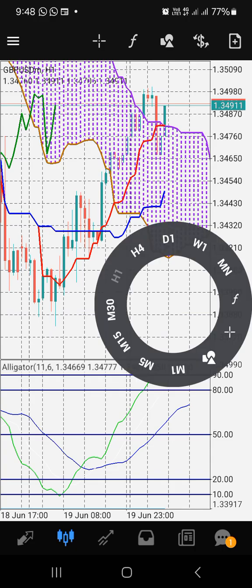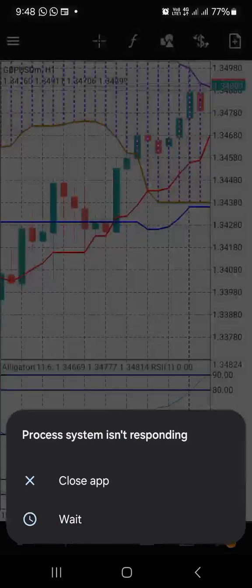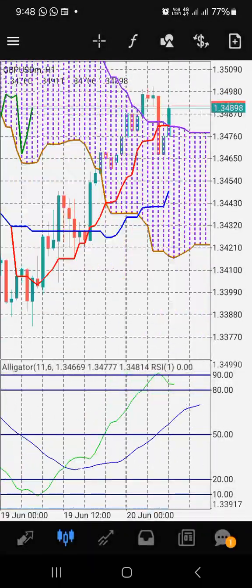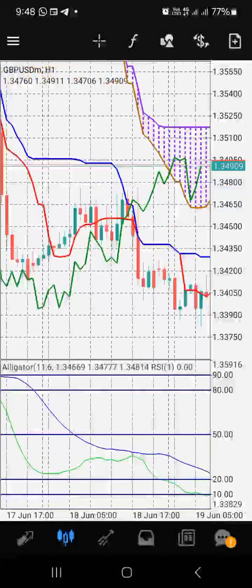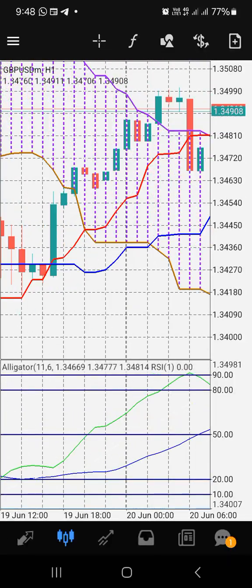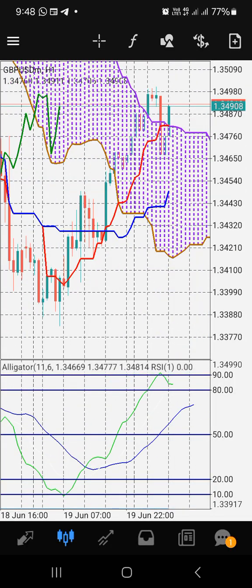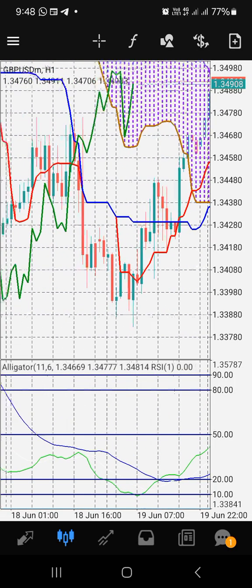So let's start from the Ichimoku cloud. We are going to be discussing this Ichimoku in detail because it's a big indicator. Even if you are trading with only Ichimoku, you'll be making a lot of money. So let's start with this Ichimoku cloud. This Ichimoku cloud acts as a resistance and support.